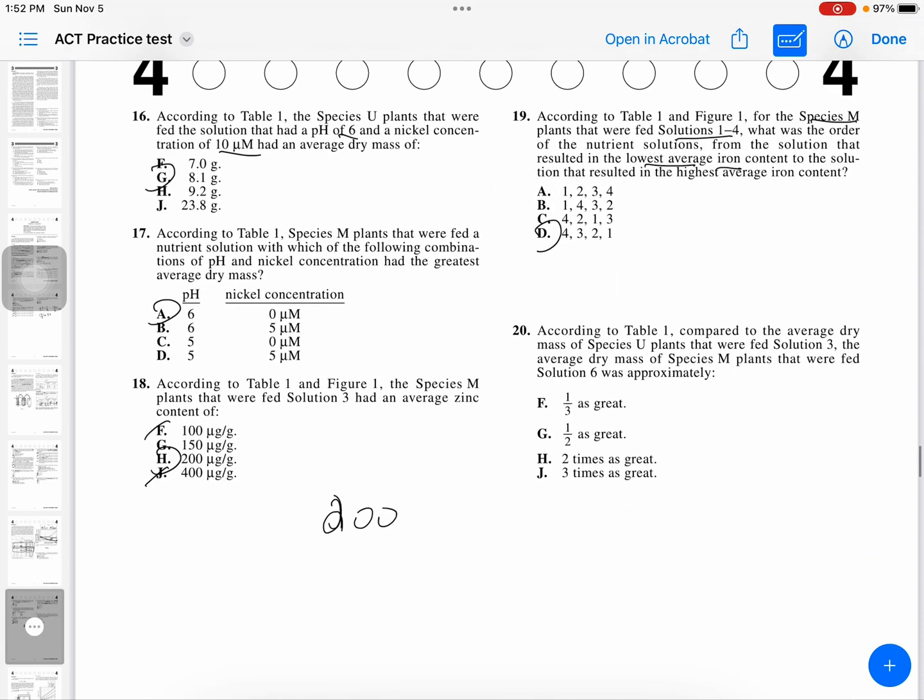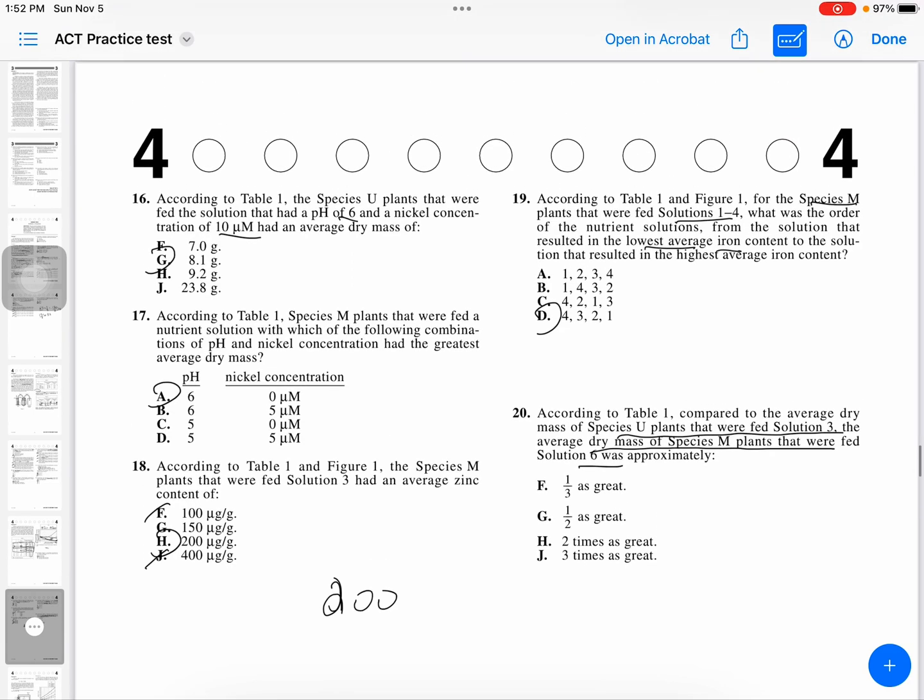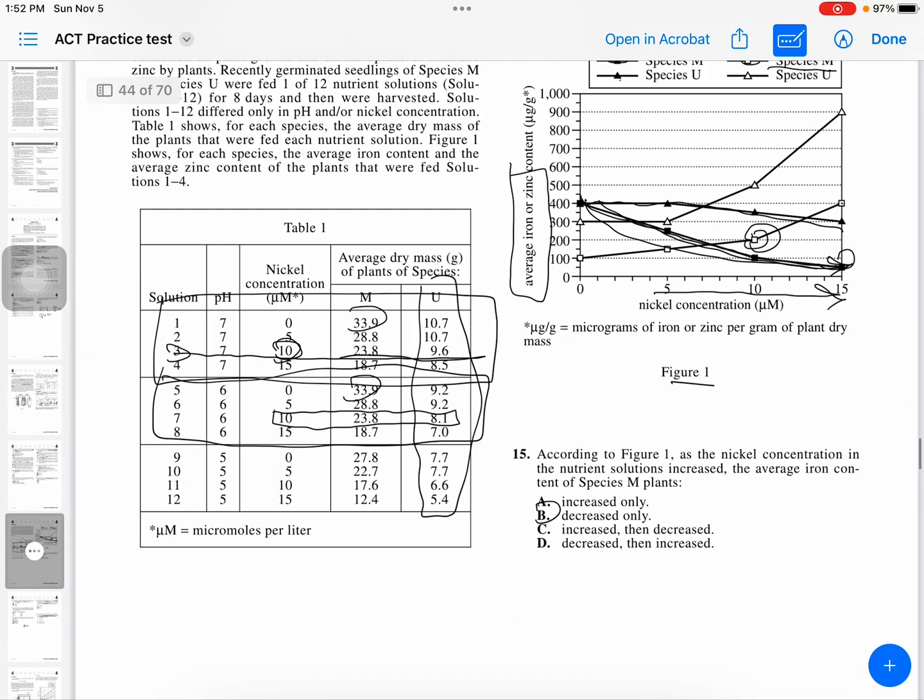Okay. According to Table 1, compare the average dry mass of species U plants that were fed solution 3, the average dry mass of species M plants that were fed solution 6 was approximately the average dry mass of species U plants that were fed solution 3, the average dry mass of species M plants that were fed solution 6. U, solution 3, 10.7, M, solution 6, 23.8.